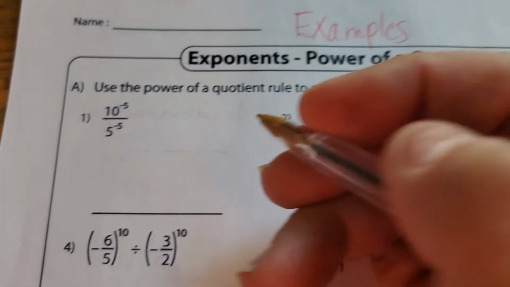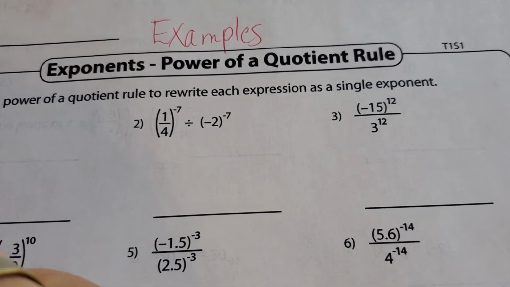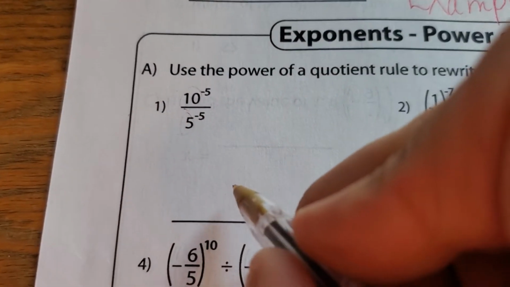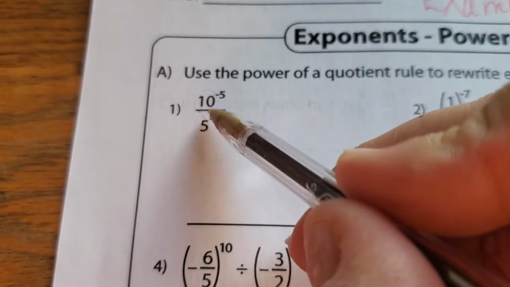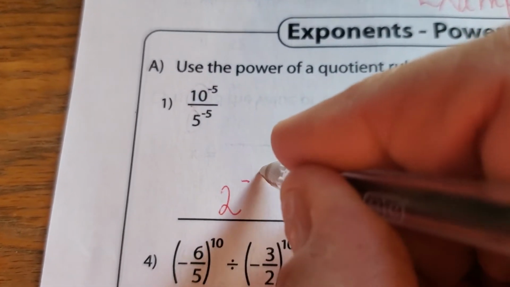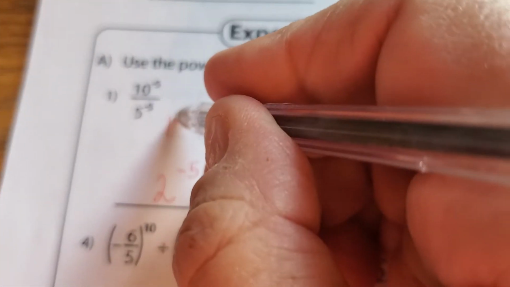So our directions for this part say use the power of a quotient rule to rewrite each expression as a single exponent. So this is part A, so it'll match your part A on your assignment. We're going to take 10 divided by 5, which is 2. We're going to keep that same power. So that one was pretty easy. Just 10 divided by 5, which is 2.